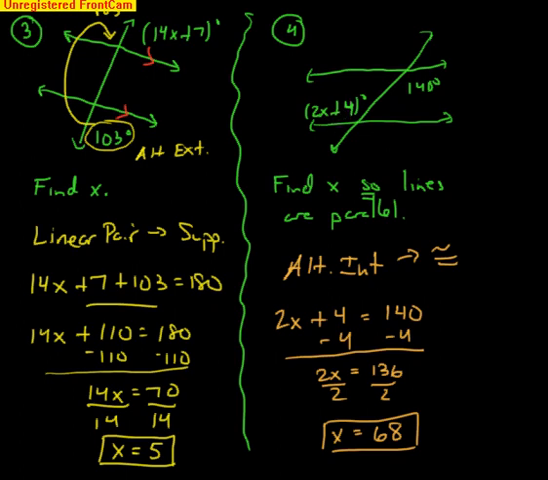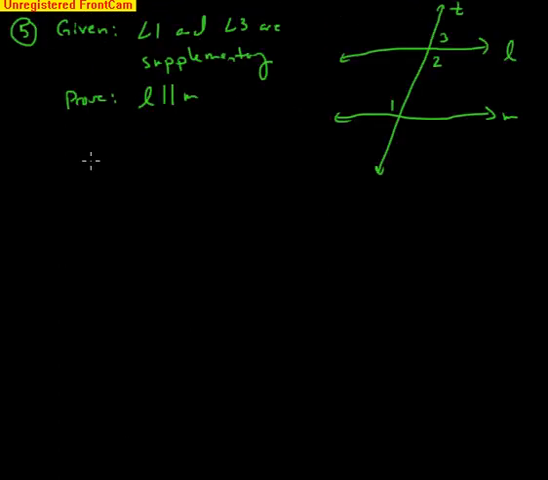All right, last problem we'll do is a proof, and then we'll move on to the next video. Okay, so here is the proof that we're going to talk about. So hopefully you pause this and write it down. Okay, so here's our picture. We are given that angle 1 and angle 3 are supplementary. We need to prove that lines L and M are parallel.